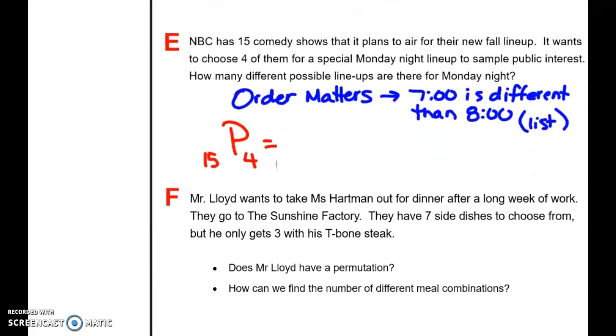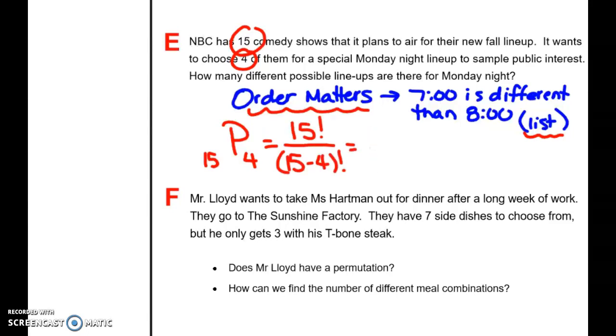For the next question, NBC has 15 comedy shows. They're going to put on the fall lineup. They're going to choose 4 of them. In this case, order does matter because 7 o'clock is different than 8 o'clock. This is like making a list. In this case, we have a permutation of 15 things, choosing 4 of them. So we set up our formula.